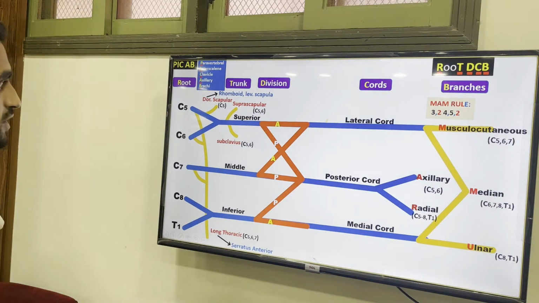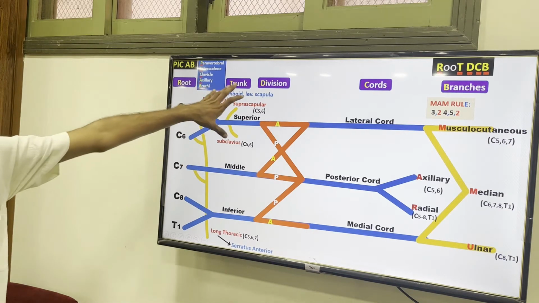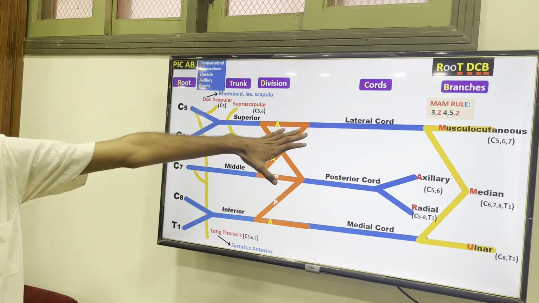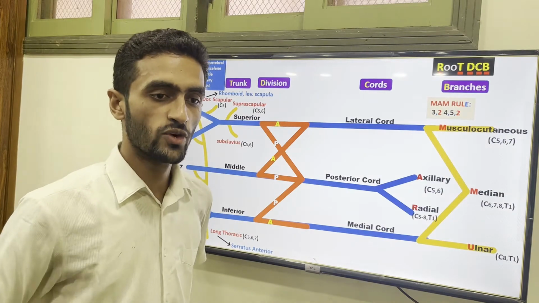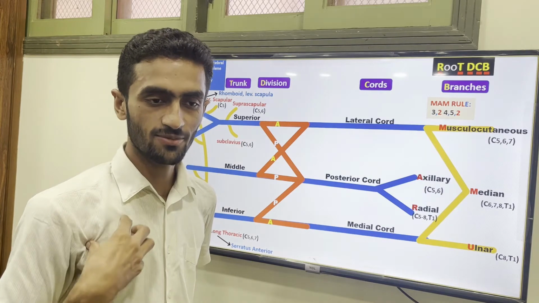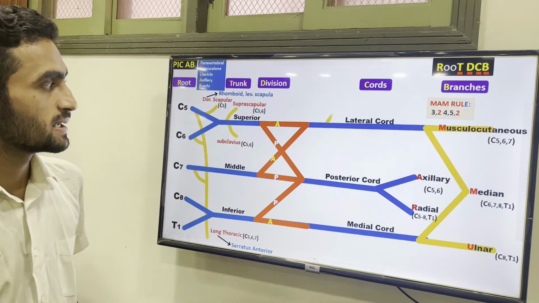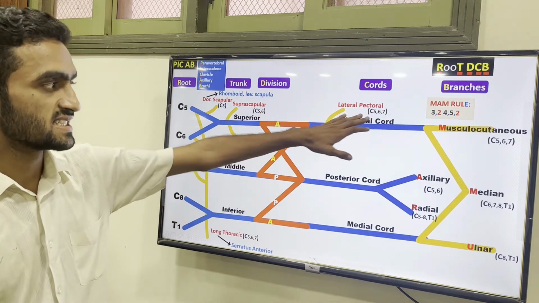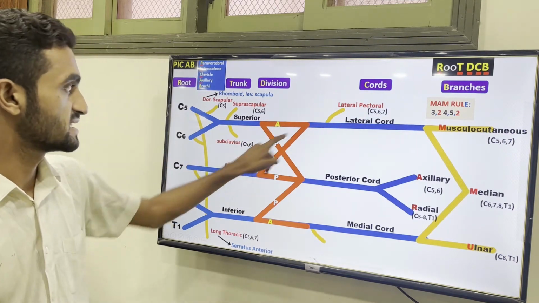Okay. Now, there are some branches at the root level. There are branches at the trunk level. We have no more branches at the division level. Now come to the lateral and medial cords level. We have pectoralis major and pectoralis minor. We have covered the serratus anterior supply. Come to the pectoralis major and minor. This is supplied by the lateral cord and that is C5, C6, C7. Because all are involved here, so C7 is coming right here.